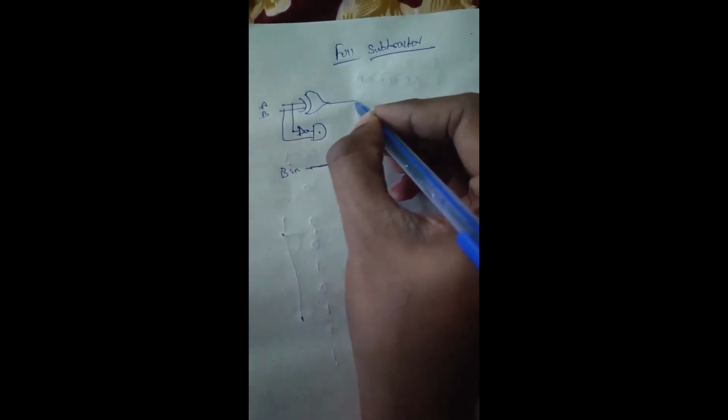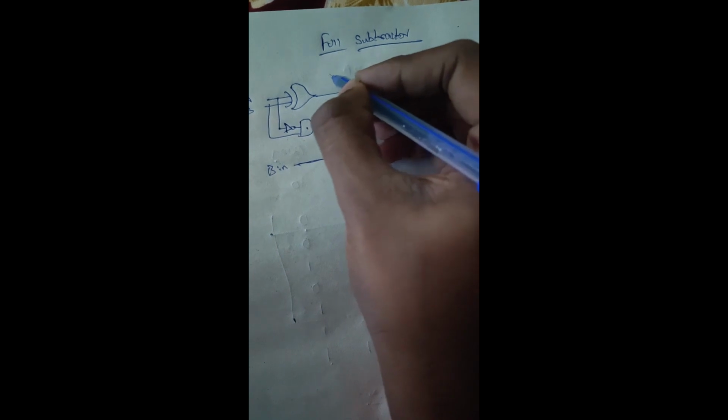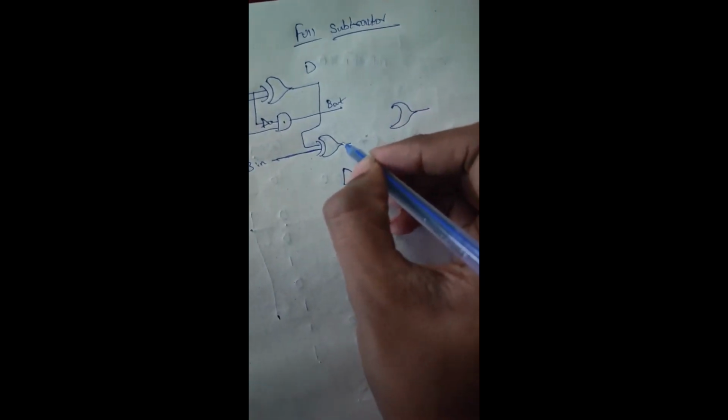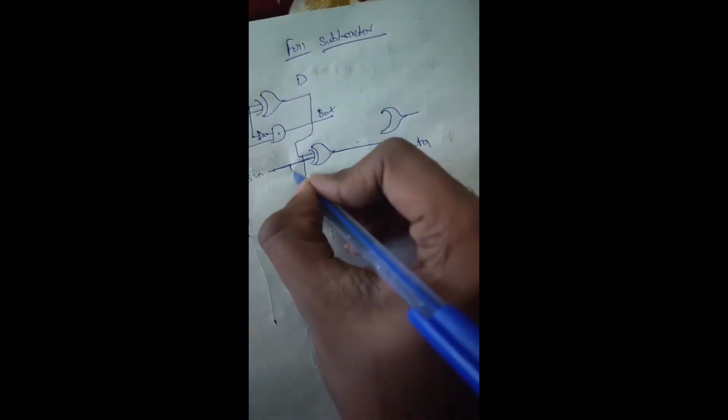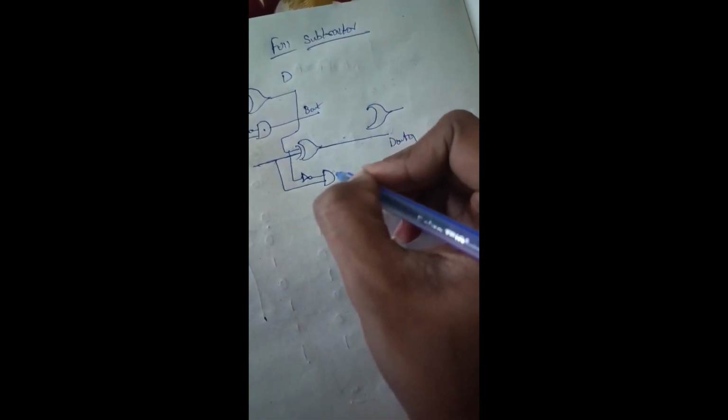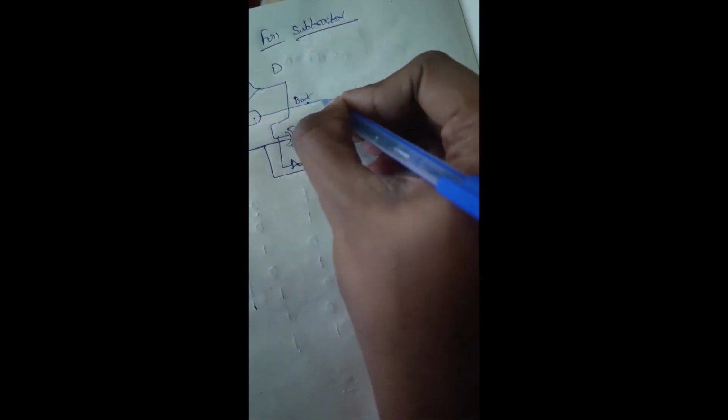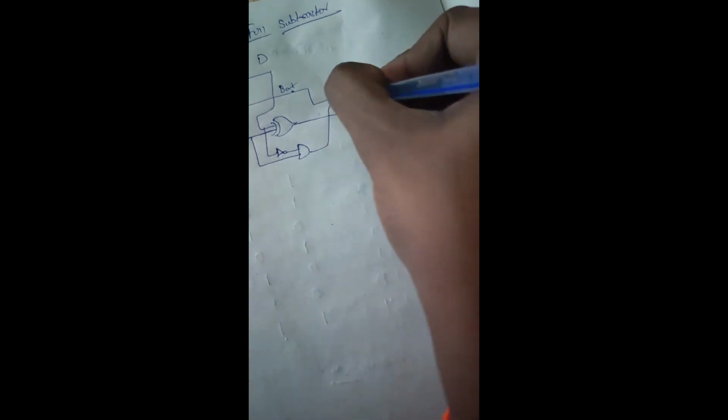Here for the first A and B we get the first difference. We are considering it as D, and this will be applied to the second XOR gate. Here we will get the first B out, nothing but the borrow out, and here finally we get the final data. And here also we connect one NOT gate, and finally these two are given to this, and we will finally get the borrow of the given expression.